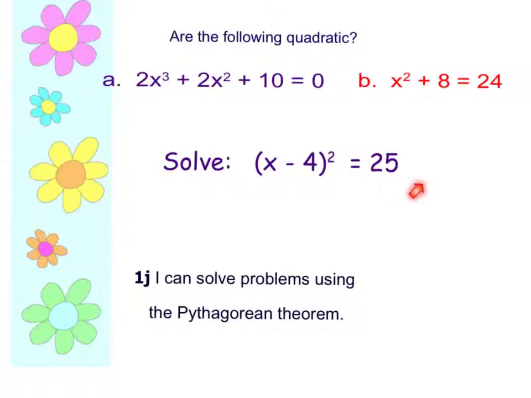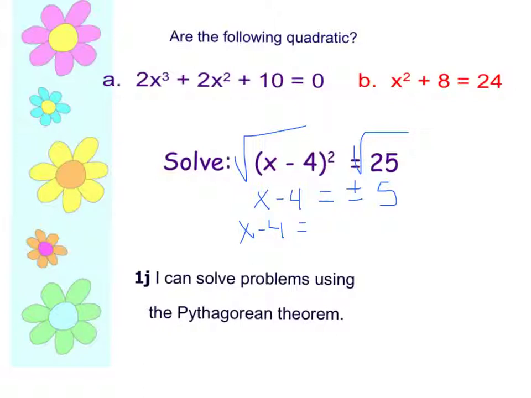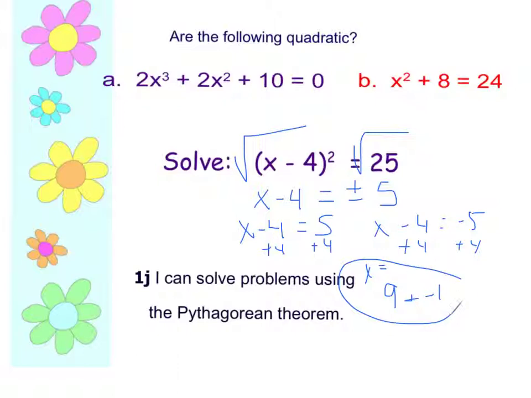Let's solve this one like we did yesterday. Because this is the base of the exponent of 2, we can start by taking the square root of both sides. So now I have x minus 4 equals, don't forget both the positive and the negative answer. And then I can split that into two equations and solve from there. So I have to add 4. So x is 9 and negative 1.